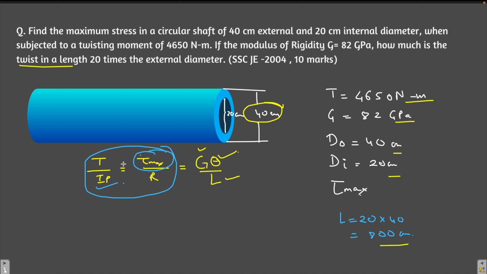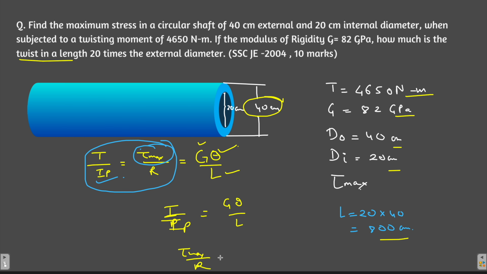So we'll use the first and the last of the equation, that is T by IP equals G theta by L, or you can use tau max by R equals G theta by L. So both things are same. You can use any of these two equations. So let's use the first one. T by IP is equal to G theta by L. Let's do that.